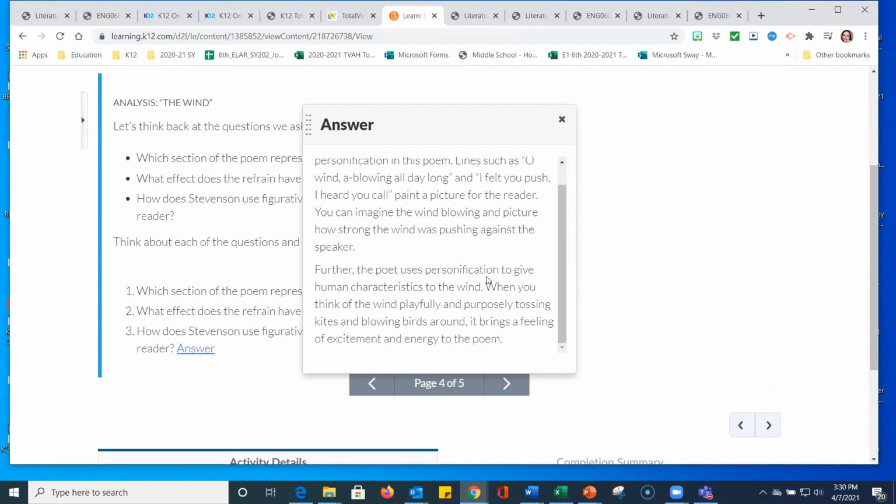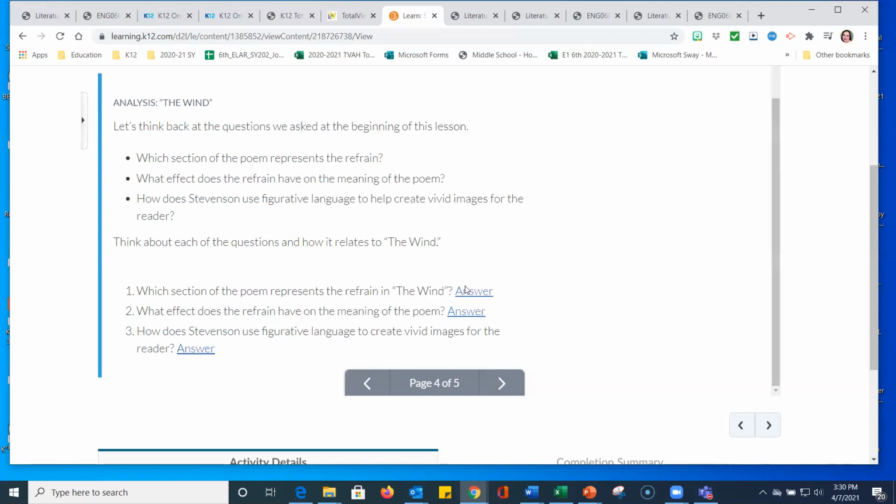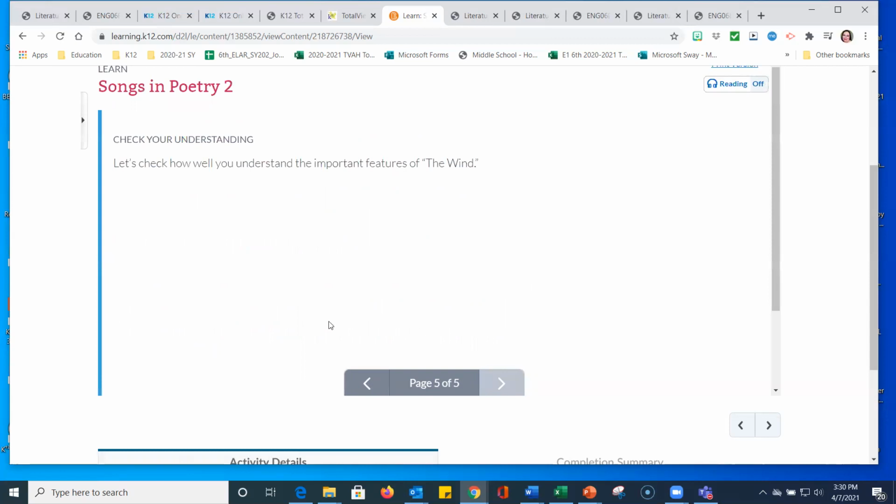Further, the poet uses personification to give human characteristics to the wind. When you think of the wind playfully and purposefully tossing kites and blowing birds around, it brings a feeling of excitement and energy to the poem. Again, if you did not get that one, copy and paste into your review document. Once you're done, you're ready to move to slide 5.